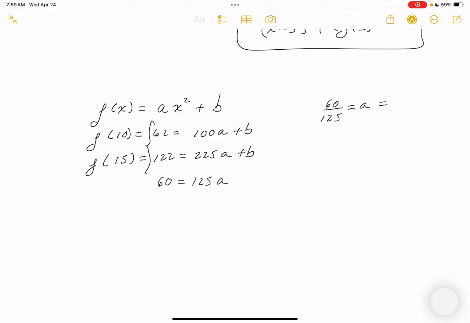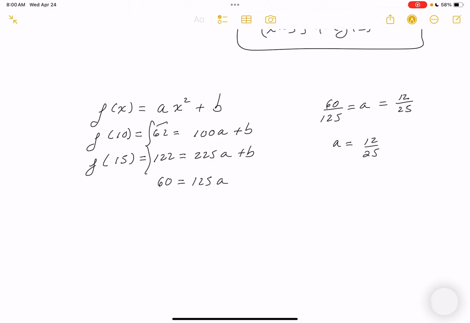Let's see, I'm going to divide by 5, and you get 12. 5 goes into 60 12 times, and it goes into 125 25 times. All right, so I know what a is. a is 12 over 25.